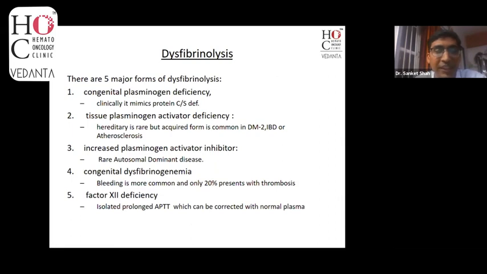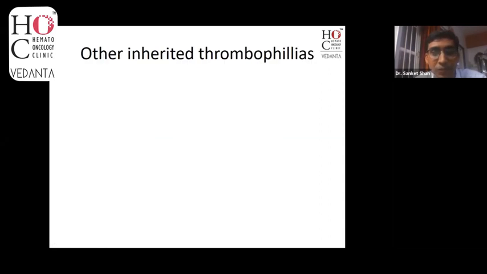The fourth one is congenital dysfibrinogenemia. Here fibrinogen itself is abnormal. However, bleeding here is much more common rather than thrombosis, which is seen only in 20% of the patients. And the last is factor 12 deficiency. An isolated prolonged APTT in a patient who is presenting with a thrombosis, but it can be corrected with normal plasma, is an indication for factor 12 deficiency, right? So thrombosis, prolonged APTT, but getting corrected with normal plasma.